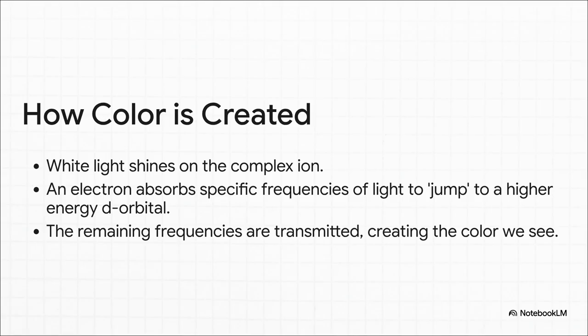See, when white light, which has all the colors of the rainbow in it, hits this ion, an electron from that ground floor can absorb just the right amount of energy to make a leap up to the top floor. It absorbs one specific color of light to make that jump. The rest of the colors, they just pass right through. And whatever light isn't absorbed is the color that we end up seeing. So if an ion absorbs orange light, it's going to look blue to our eyes.